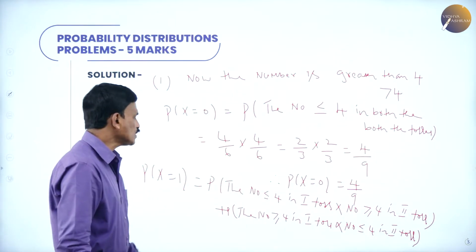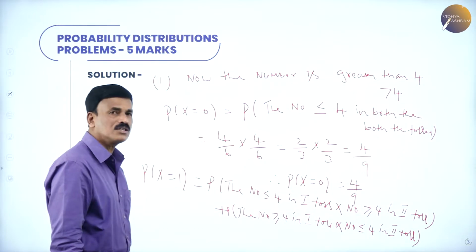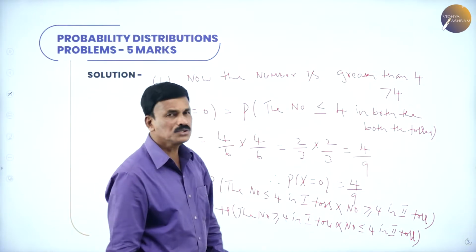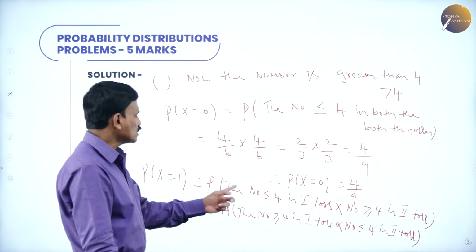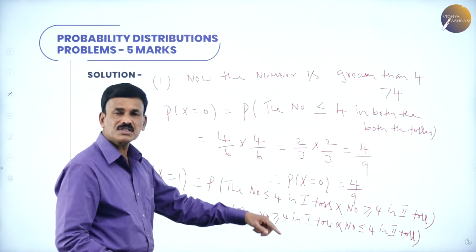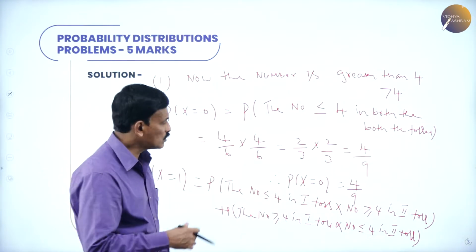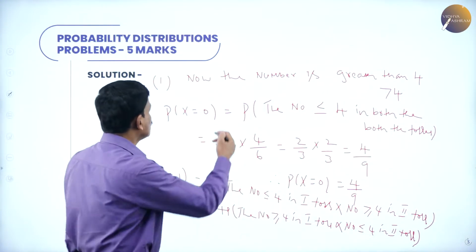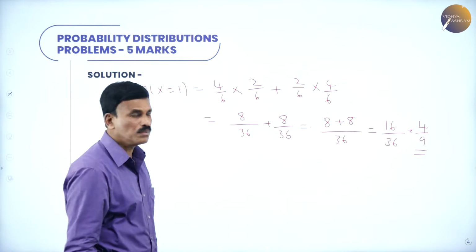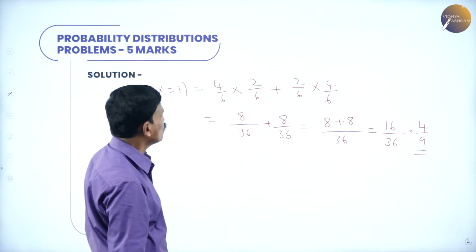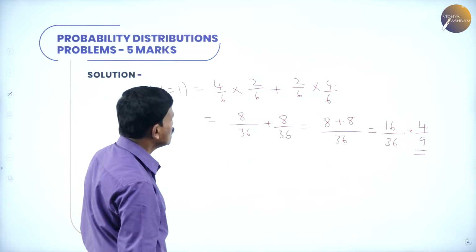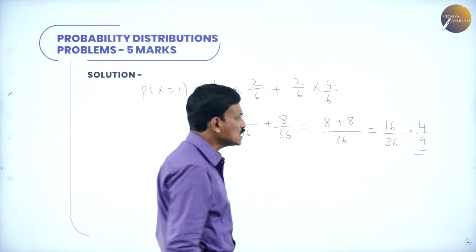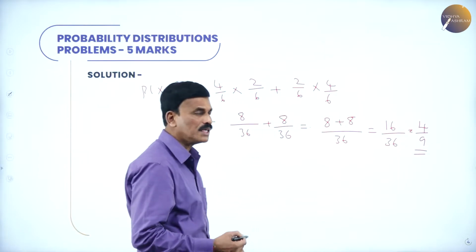When x is equal to 1, the probability that the number is less than or equal to 4 in the first toss into the number greater than or equal to 4 in the second toss, plus reverse, the number greater than or equal to 4 in the first toss into the number less than or equal to 4 in the second toss. So that can be written as 4 by 6 into 2 by 4 plus 2 by 6 into 4 by 6, that is 8 by 36 plus 8 by 36, that is nothing but 36 LCM, 16 by 36 is 4 by 9.